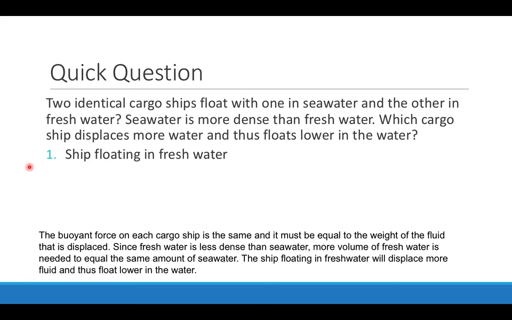And the reason for that is because they do have equal buoyant forces acting on them. The buoyancy force in seawater and in freshwater is exactly the same, and it has to equal the weight of the cargo ship. But since freshwater is less dense than seawater, more volume of freshwater is needed to equal the same mass of seawater. So seawater is more dense. It doesn't require as much volume of seawater to equal the same mass of freshwater. So that means that the ship that's floating in freshwater will displace more fluid, and thus it will float lower in the water.